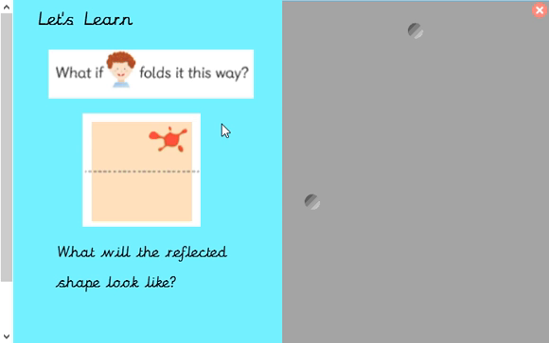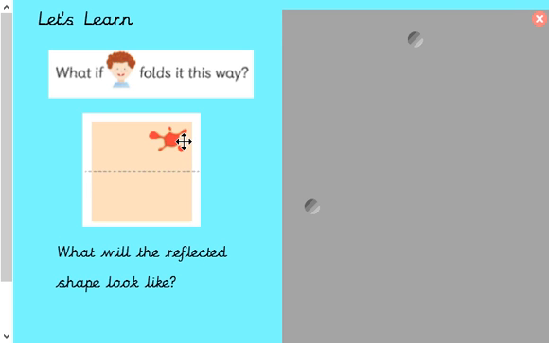So let's learn. What if he folds it this way? We've got the splodge of paint in the corner up here, and he's going to fold along this line of symmetry here, the horizontal line of symmetry. What will the reflected shape look like? Where will the reflection of that paint be? Press pause now and press play when you're ready to hear me talk about it.